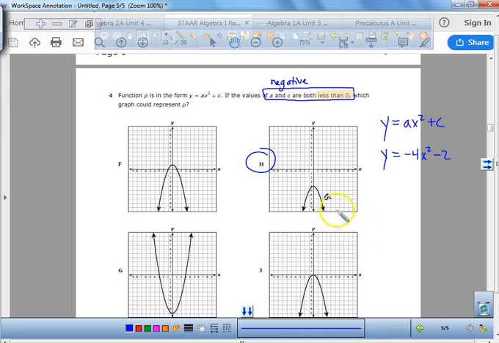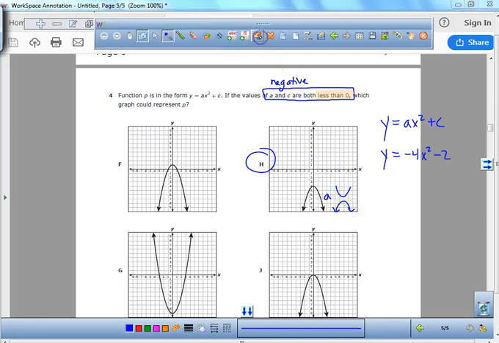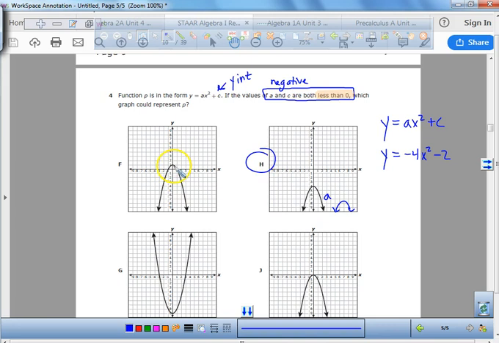The a value tells you whether it opens down or up. If a is positive, it opens up. If a is negative, it opens down. What does the c value represent? The c value represents the y-intercept. Okay, so what's that y-intercept? Positive. What's that y-intercept? 0. What's that y-intercept? Negative, but it's opening up. That's why the answer is H.